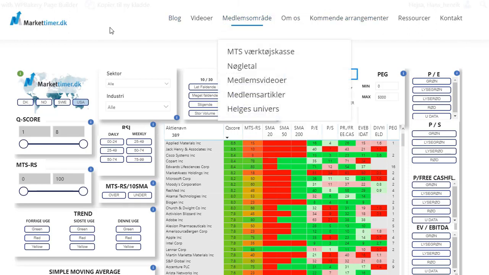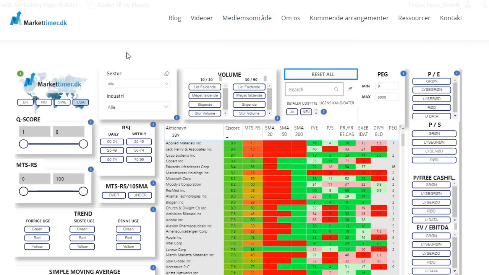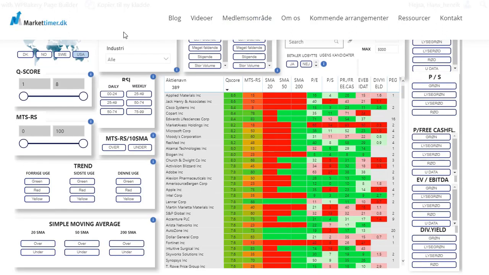Right now, we're only looking for US stocks, so we have ticked off USA here. When I do my technical analysis, I only want to do it on stocks that are quite solid. So I have my own Q score here, where on a scale from 1 to 10, I can see how solid and how profitable the companies are.